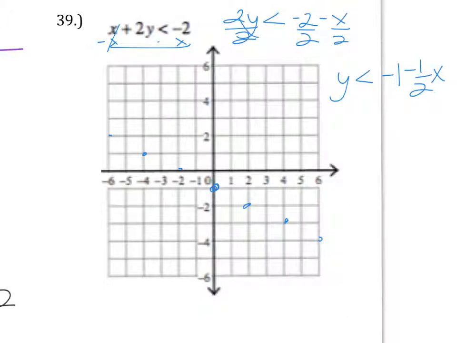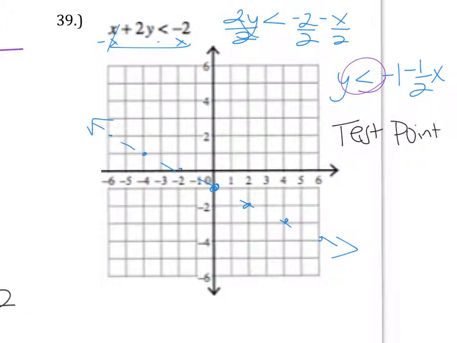And then we're going to draw our line. So before we draw it, we want to see, is this dotted or solid? So if it is less than, it is a dotted line. So we are going to have our dotted line through our points. And now we want to test a point. So again, I always use 0, 0 as my test point, which we can use in this case because 0, 0 is not on that dotted line.